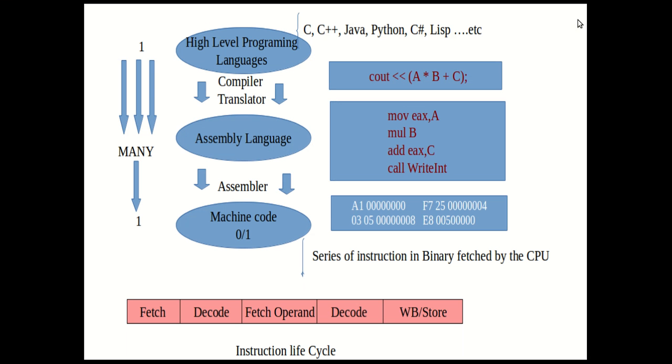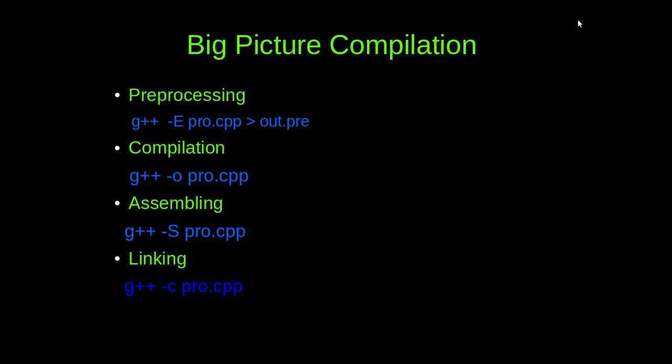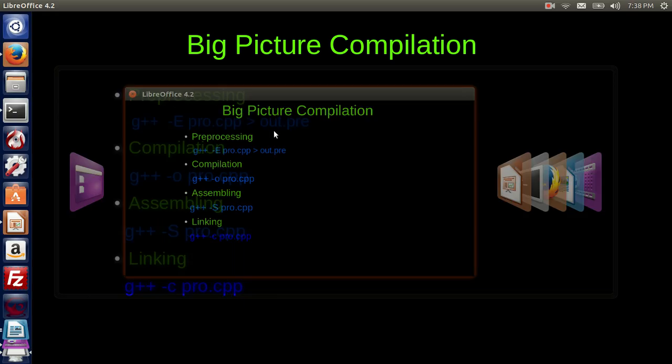Pre-processing. The pre-processing is including the library, the IO stream library, the input output stream library, and this file is gonna be huge. It's gonna be a big file. Let's go and check it. This is how we do pre-processing, including the IO streams: g++ -E and the program name.